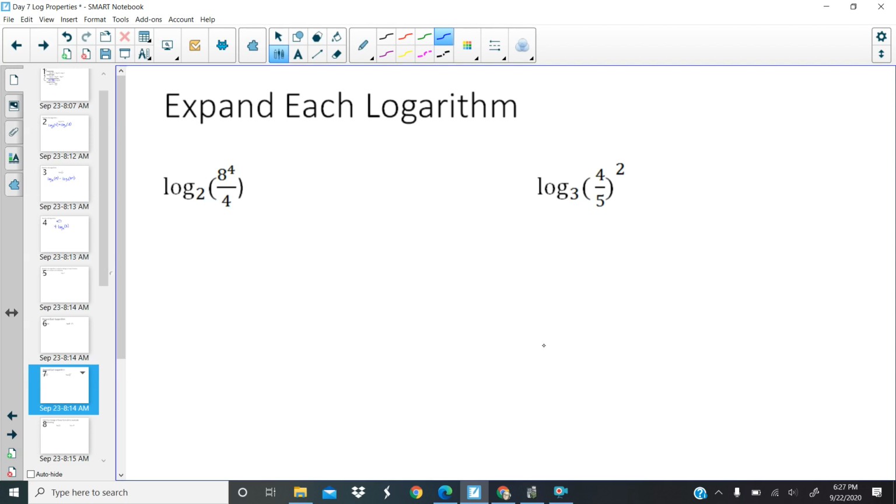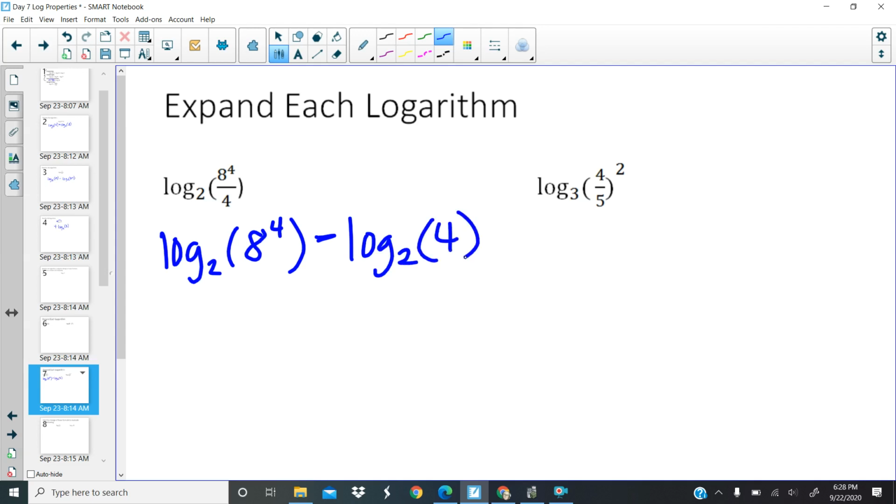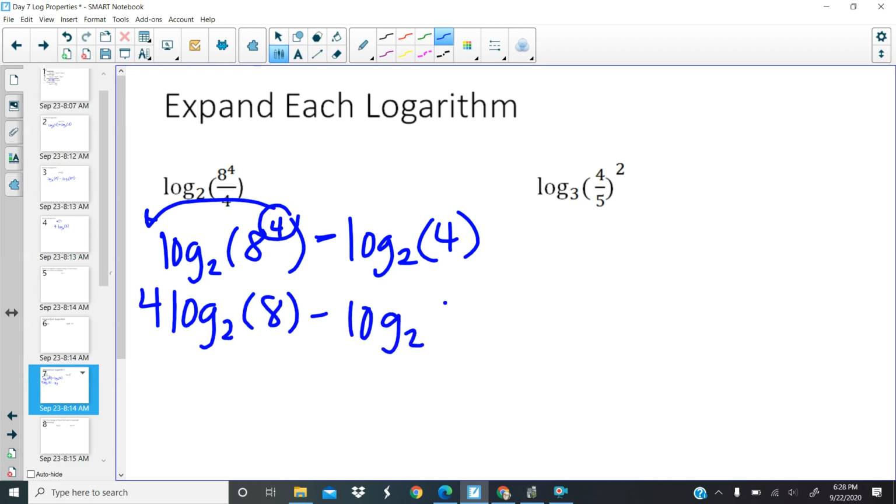So first thing I see is the quotient rule. So I'm going to separate this out by having log base 2 of 8 to the 4th. And then it's division in the logarithm, so I need to subtract another logarithm of the same base. And I'm going to put my denominator in that one, and that one's going to be 4. So the only other thing that I can do is I also have the power of a power rule right here. And so I can bring that 4 to the front. So I would have 4 times log base 2 of 8 minus log base 2 of 4.